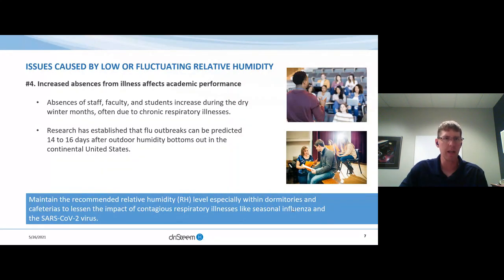So maintaining that more ideal range we're looking at, from 40 to 60%, would help stop the spread of these different viruses and cold particles, and would also help with the current pandemic with SARS-CoV-2.